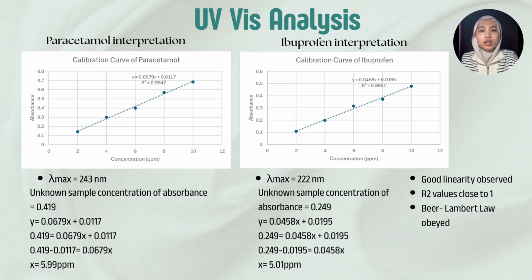For paracetamol, the calculated unknown concentration was 5.99 ppm, while for ibuprofen, the unknown concentration was 5.01 ppm. These concentrations were obtained by substituting the absorbance values of the unknown samples into the calibration equations. The calculated values also fell within the linear calibration range, showing that the calibration curves were suitable for quantitative determination.